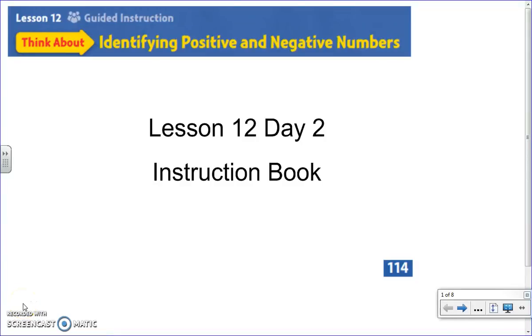This is Mr. Gillum, and today we're going to be looking more at positive and negative numbers. So your instruction book on page 114.